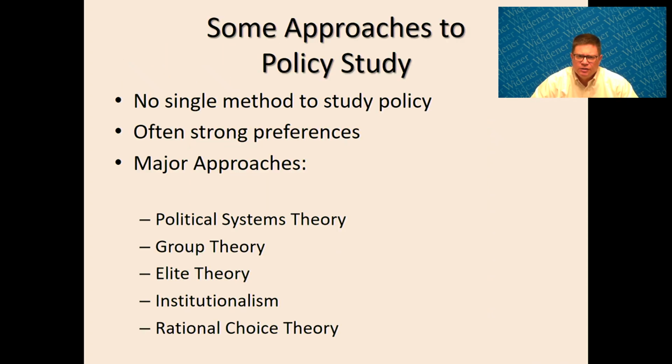In approaching the public policy model as Anderson does, there is really no one single method that we'd have to study public policy. And oftentimes academics have very strong preferences in the way that they come at problems. And we see here that Anderson gives us 5 essential types of policy analysis study: political systems theory, group theory, elite theory, institutionalism, and rational choice theory.